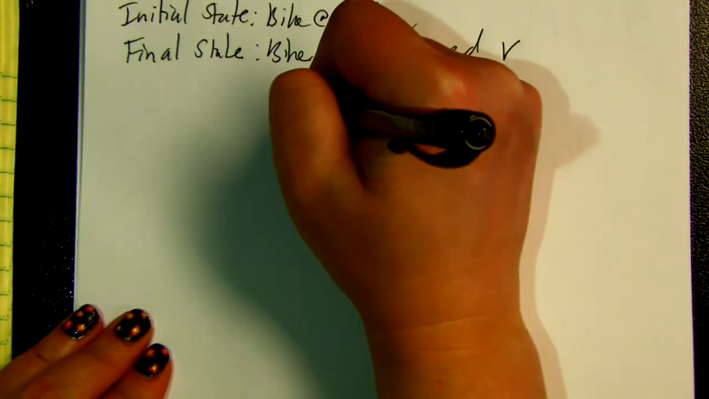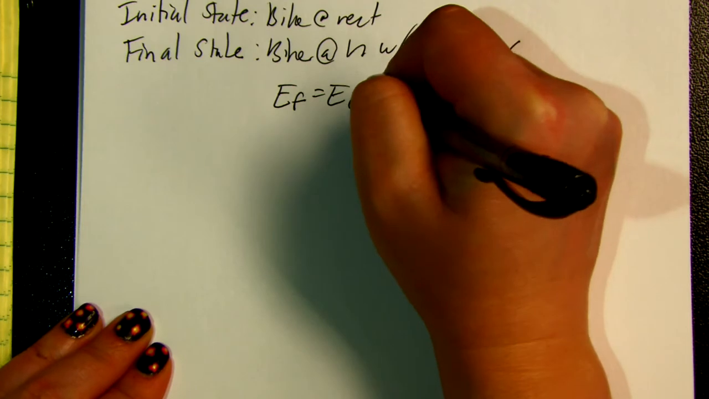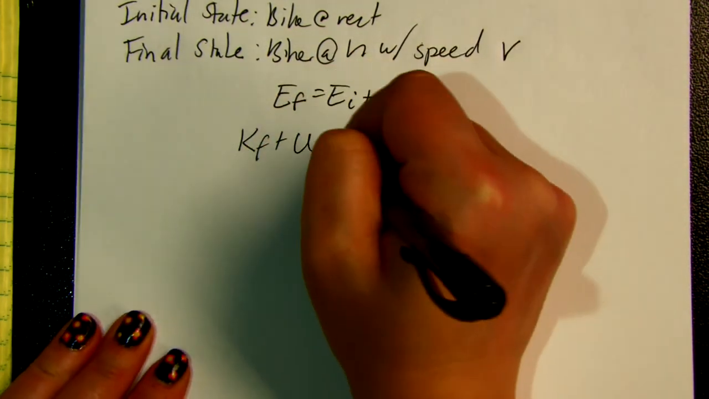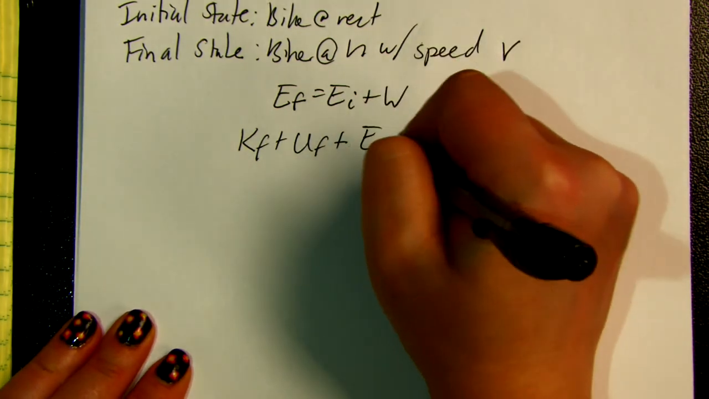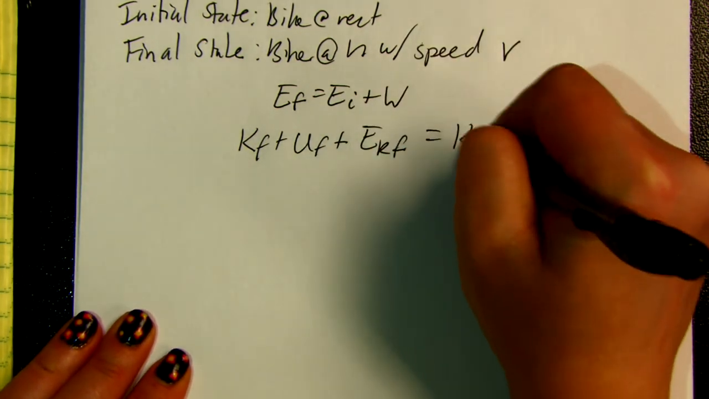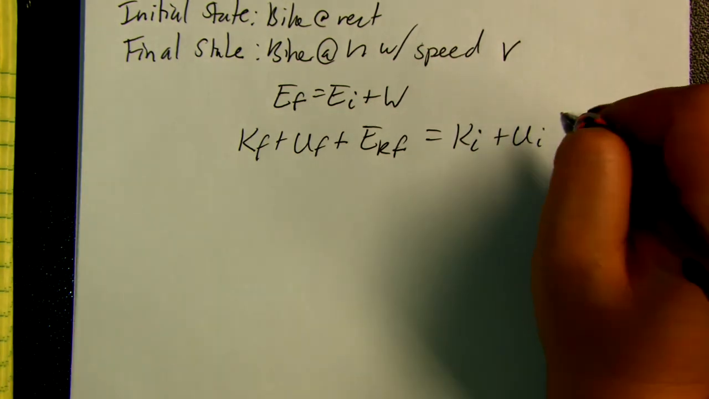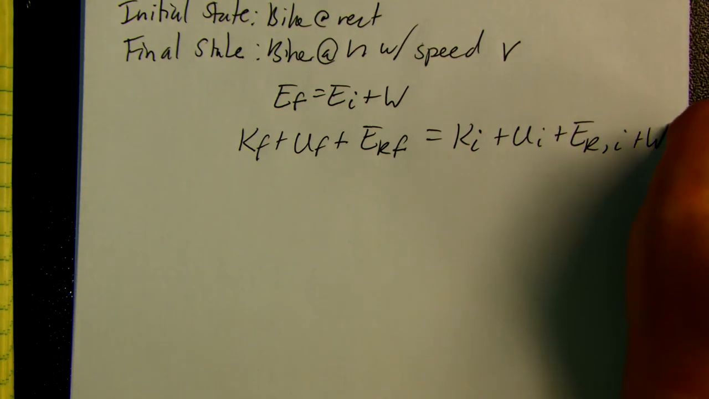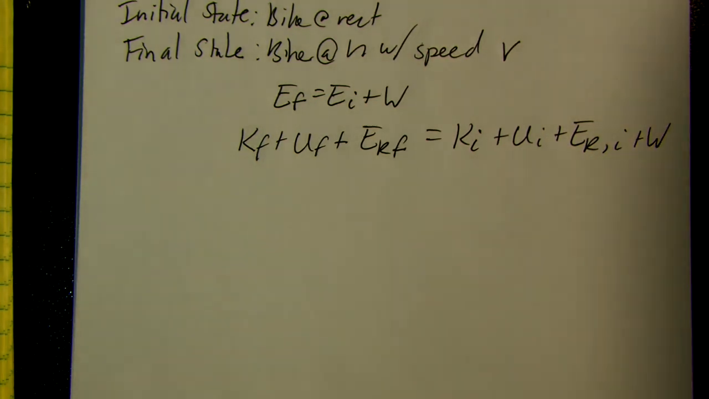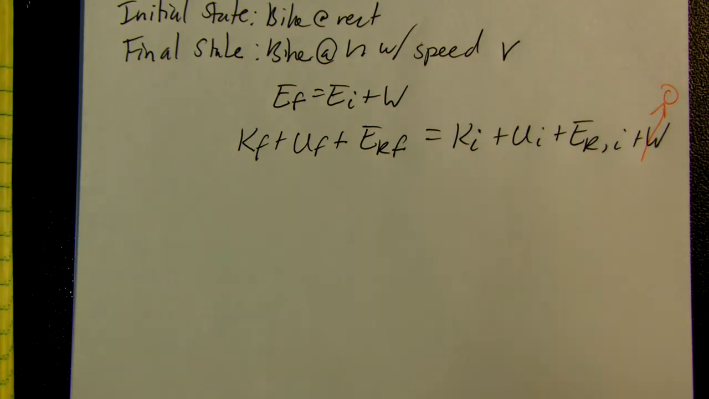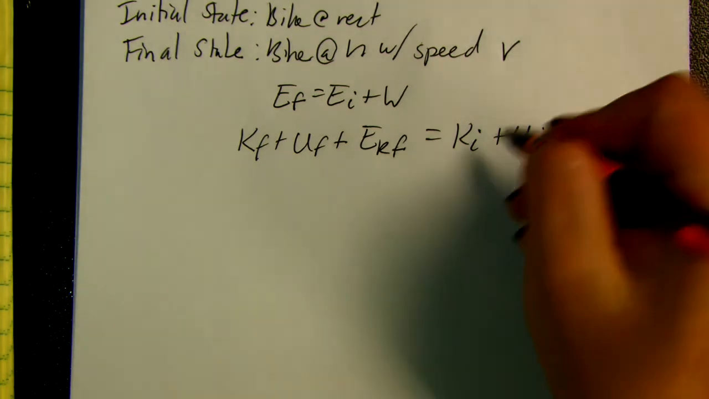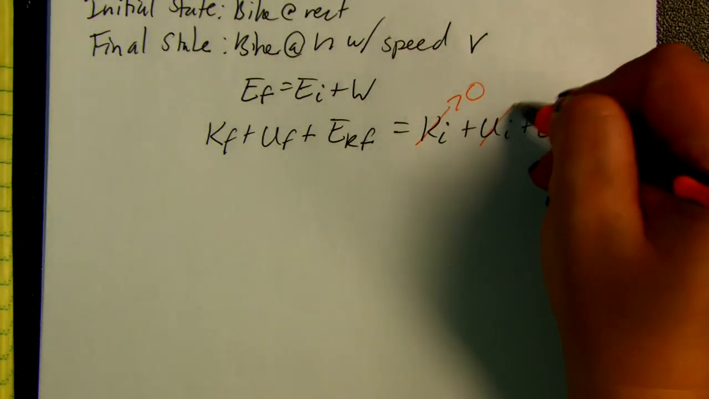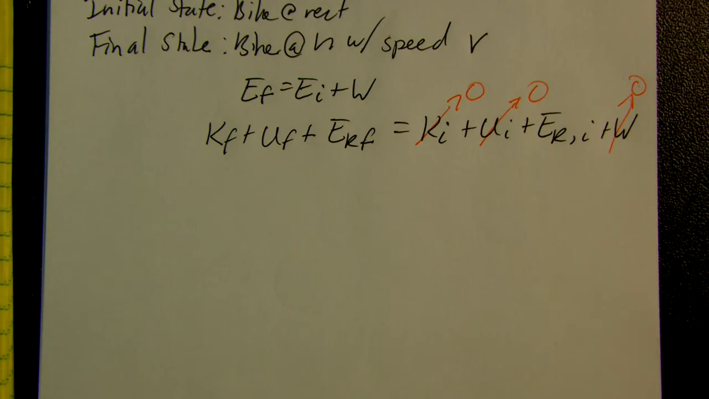All right. So our energy principle: E final is equal to E initial plus work. So we have K final plus U final plus E racer final is equal to K initial plus U initial plus energy of the racer initial plus work. All right, so let's find my zeros. We know work is equal to 0, there's nothing in the surroundings. The kinetic energy initial is 0 because it starts at rest. The potential energy initial is 0 because it's on the surface.